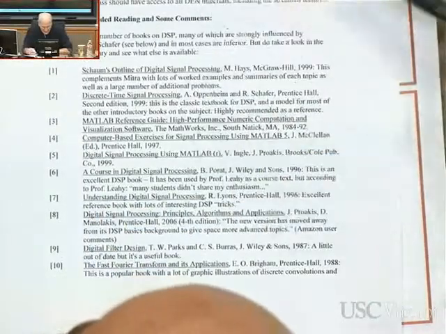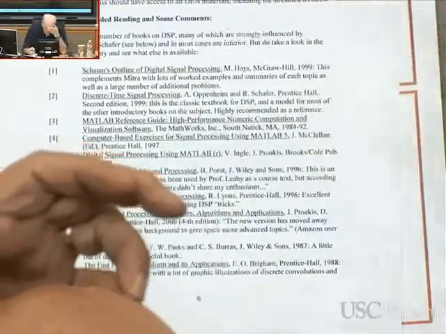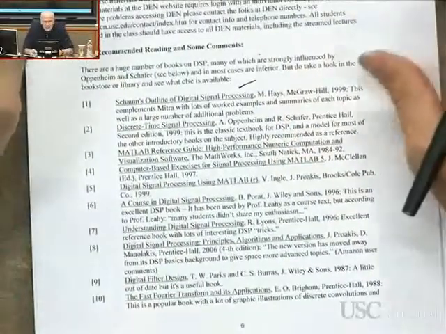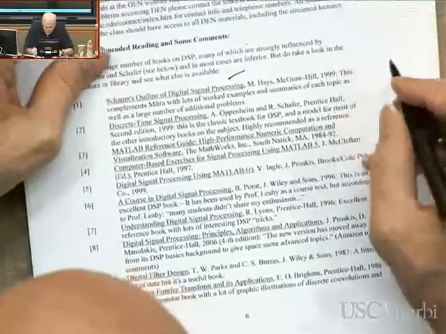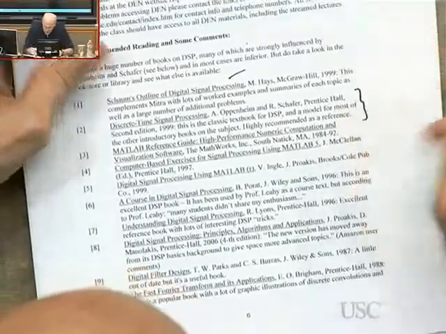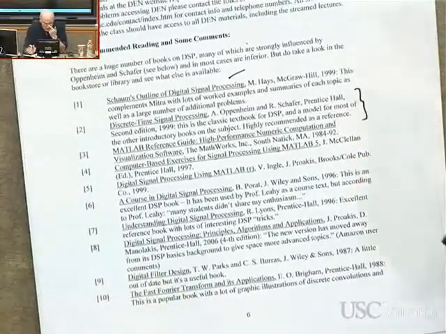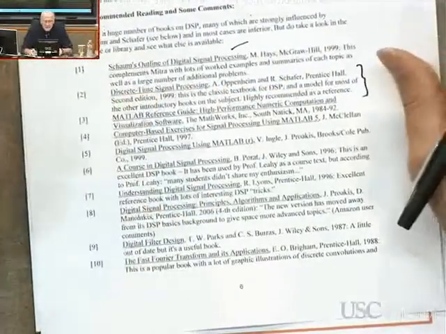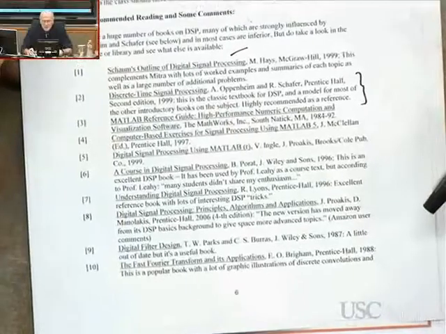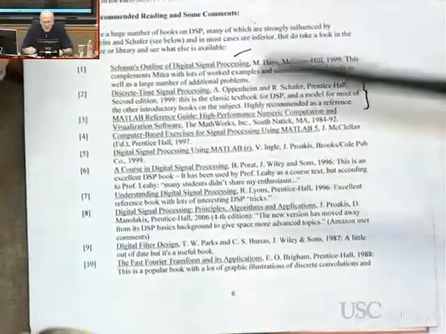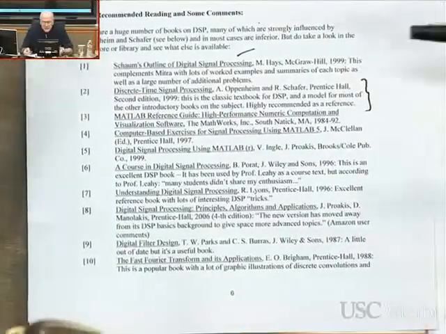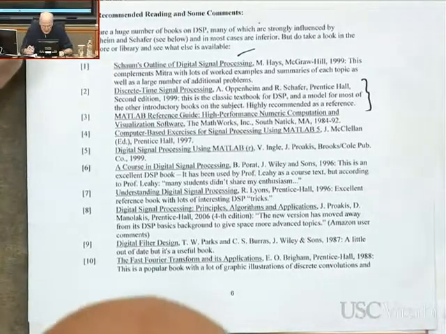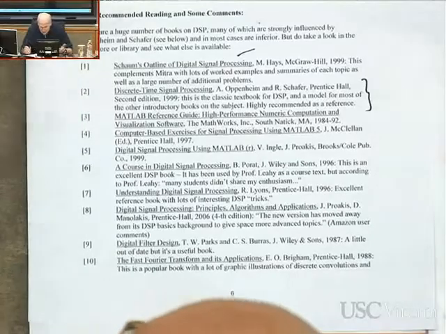I also have some recommended reading. The Schaum's outline is always a good source. They have a lot of problems. If you have problems, this is a really good reference: the Discrete-Time Signal Processing text by Oppenheim and Schafer. This is classic, and actually it's a model for most of the other introductory texts. I would highly recommend it as a reference.